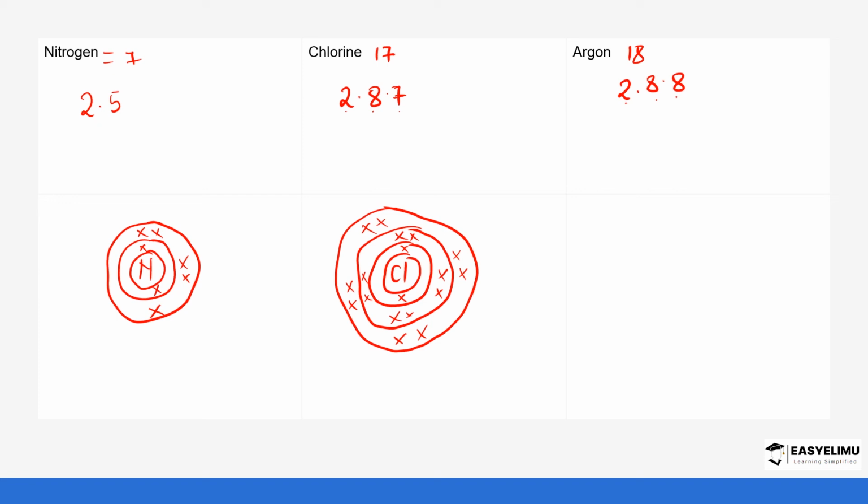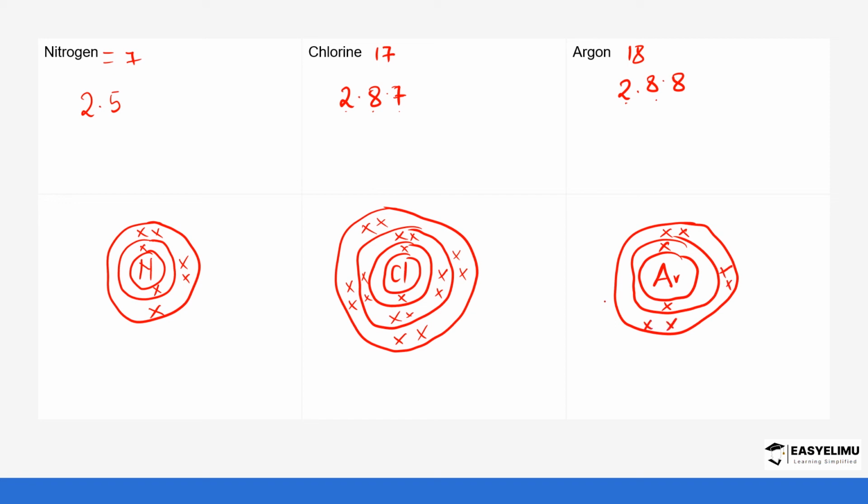So let's represent that. So the symbol is Ar. So the first shell takes 2 electrons. The second shell will take 8 electrons. And finally, the last shell will take 8 electrons. Let your shells be better. Mine are a bit not that clean. You don't have to use a protractor, just sketch it well.